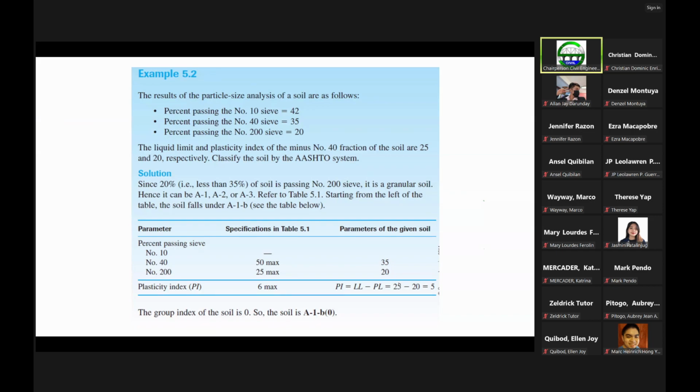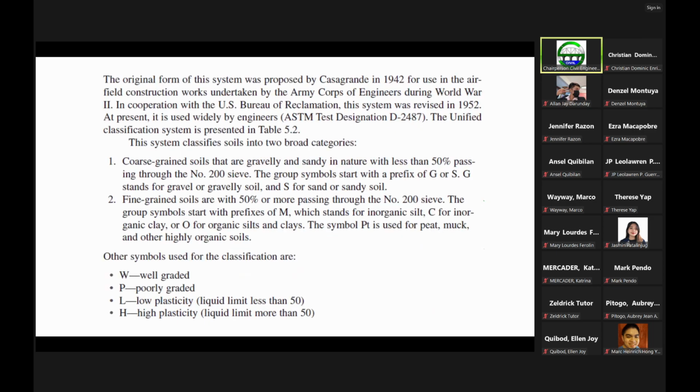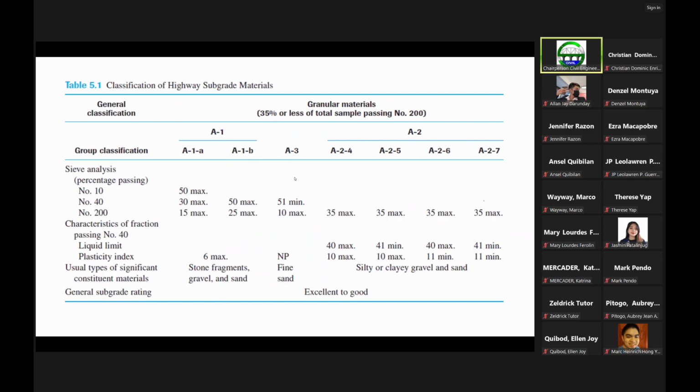Then, just a guide: for this soil material type, the group index of the soil is automatically 0. That's why here in parentheses, this is the group index. You have here 0. If you recall the guide, where did we have the guide again? Yes, this one. That's A-1-B. The GI is always 0. That means for these first 5 materials, the GI is always 0. No need to calculate.